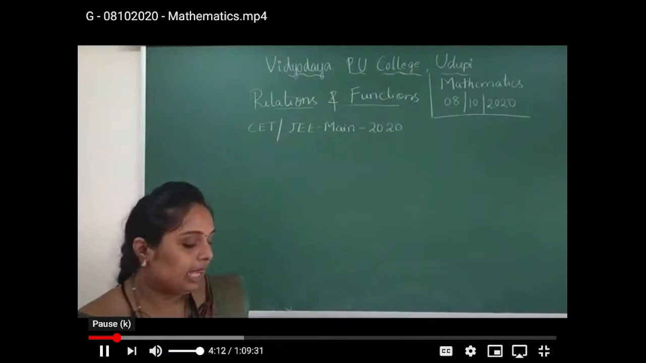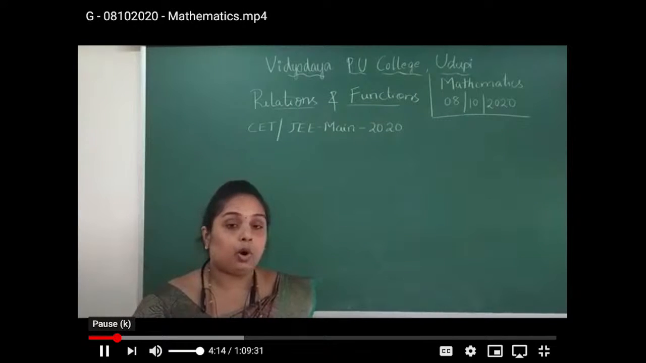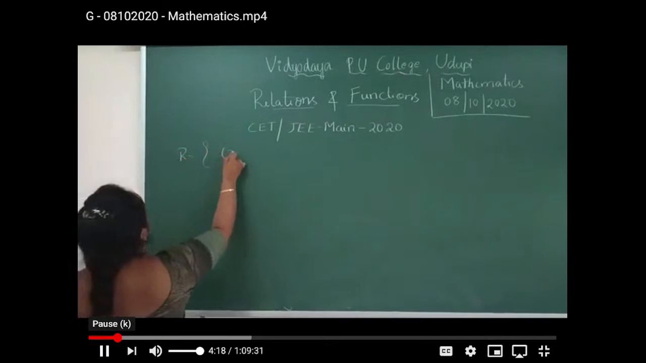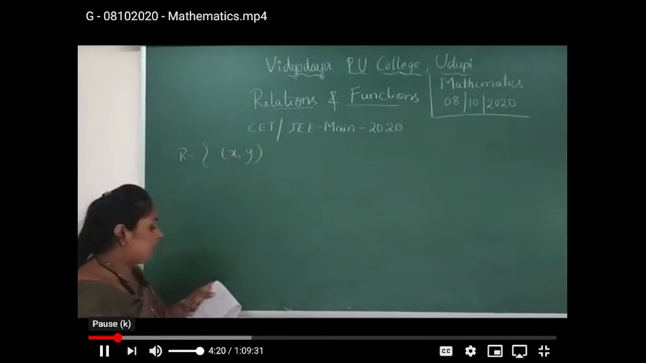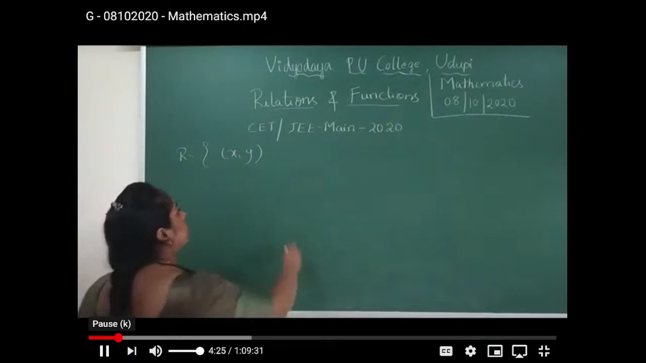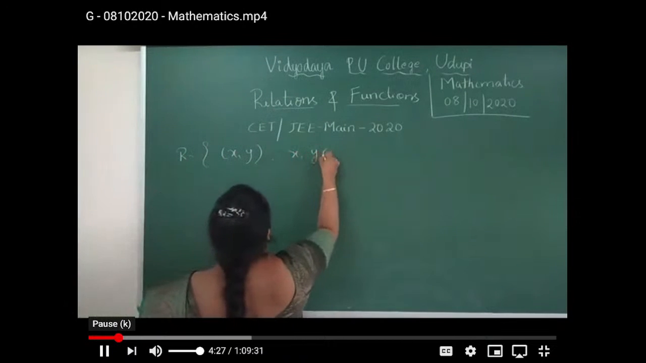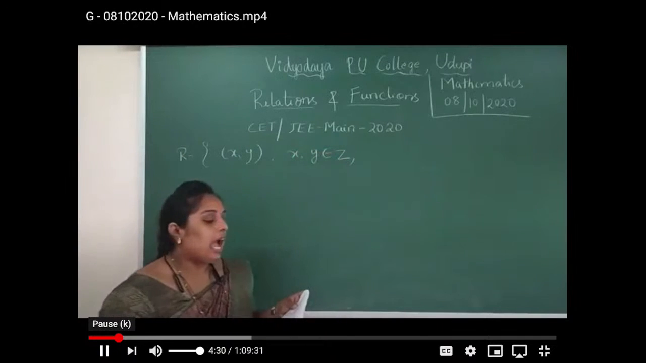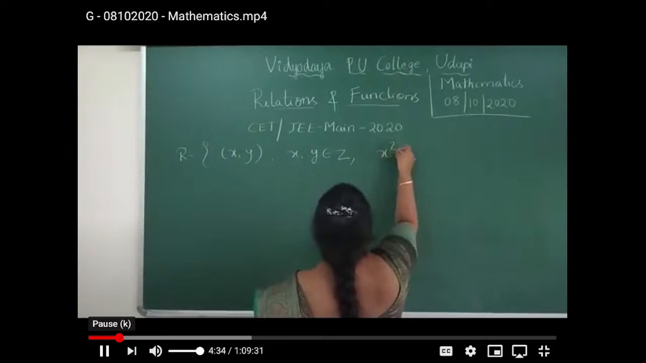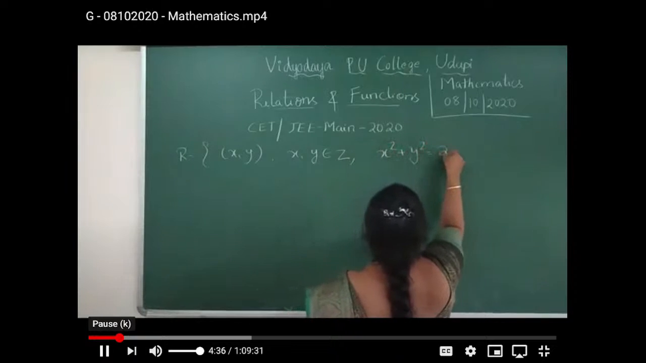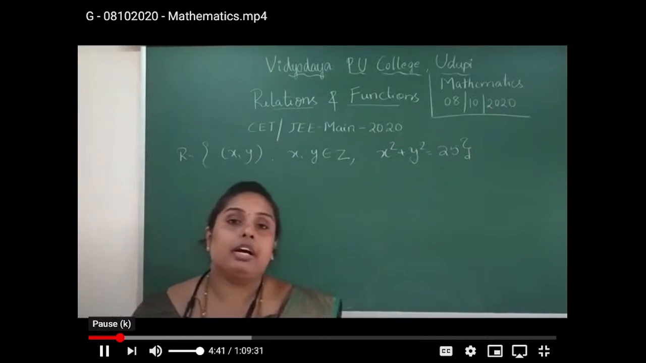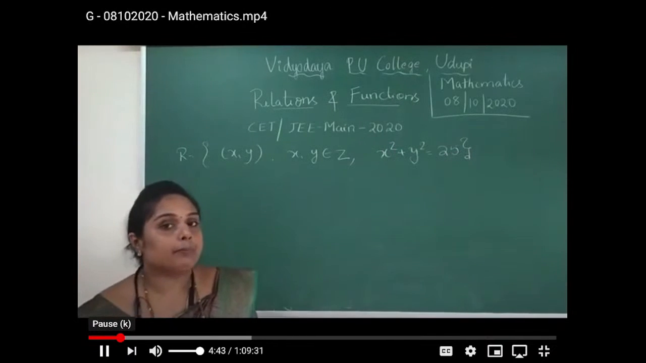Look at the second problem. If R is equal to the ordered pairs (x, y) such that x, y belong to integers and x square plus y square is equal to 25, then the question is to find the domain of R.